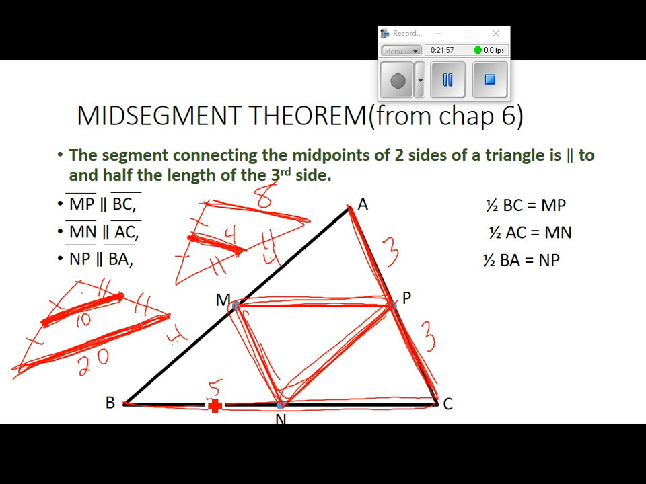So how long is this part? 5. How long is this part? 5. Somebody do me a favor and find the perimeter of our entire triangle, the big triangle. 24. Anybody agree with that? Now let's do this. How long is this segment? 5. Everybody agree with that?